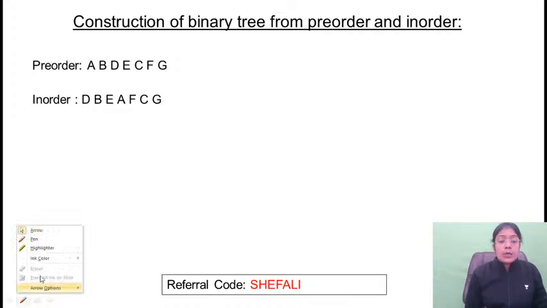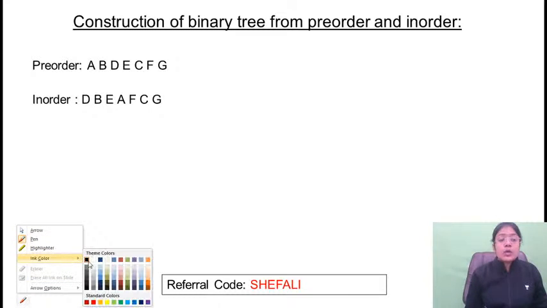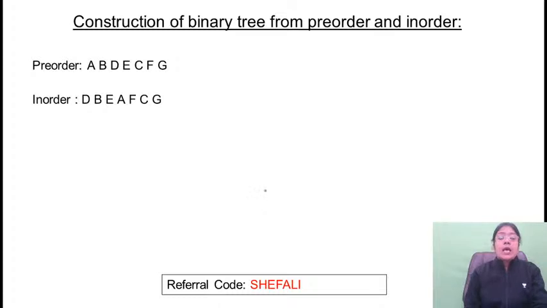So let's take one example. Let's try to construct the binary tree. In this case, it is saying that in the pre-order, A is the first node. This means that A is the root node of the tree. So you got the root node. Now after this, 6 more elements are there. So how many elements will be on the left or right? That will be identified by the Inorder.